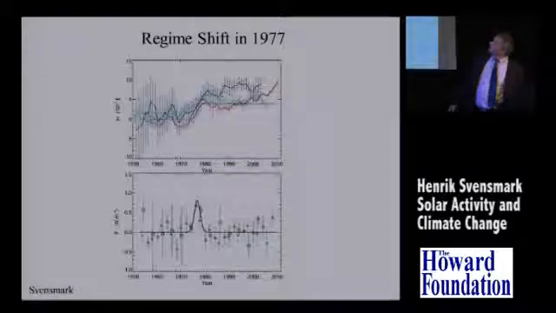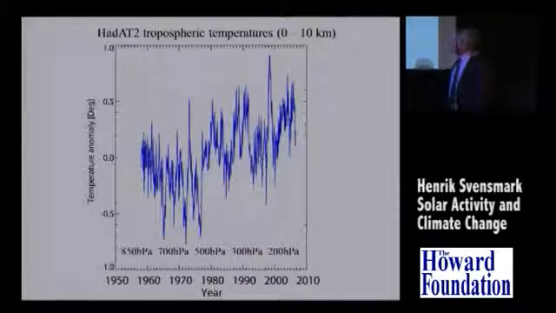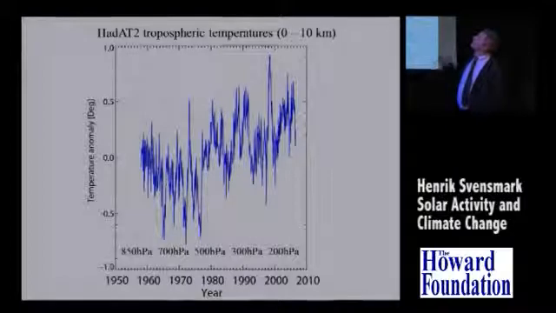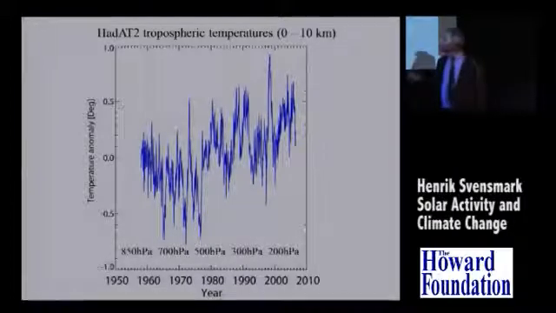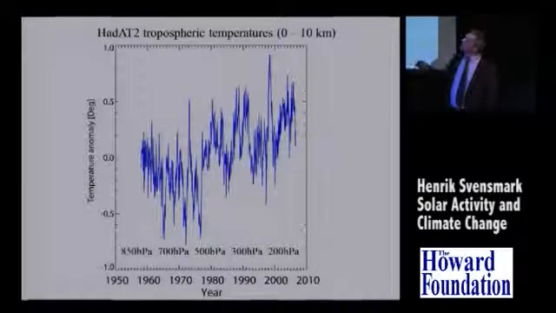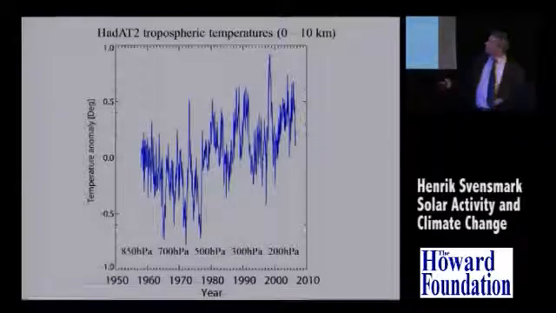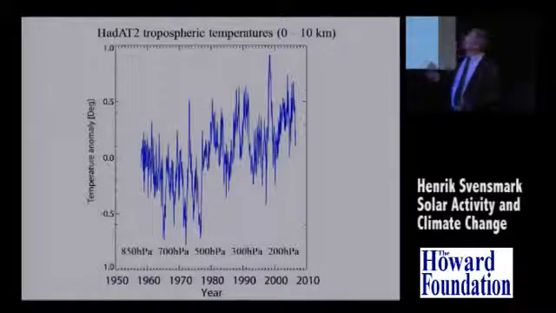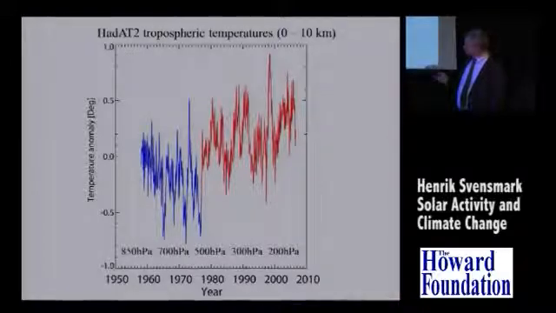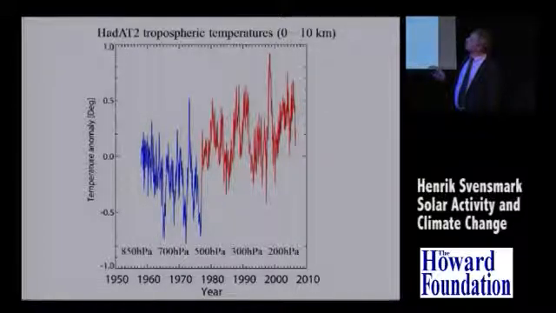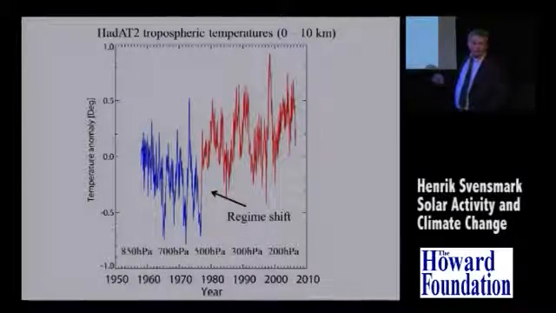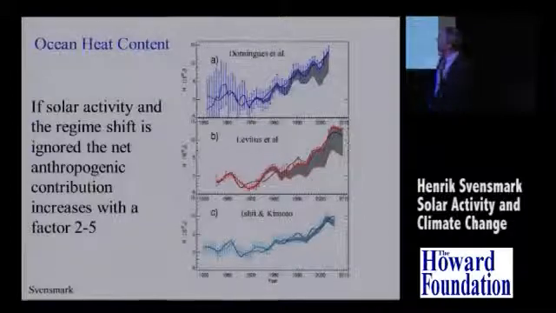And you can actually also see this effect around 1977 in the tropospheric temperatures. Here you have 1977, and you see a certain level here, and then a big jump up to a different level over this period. I think you can see it very clearly here. So that is the regime shift that happened during this part. So this is my last slide.